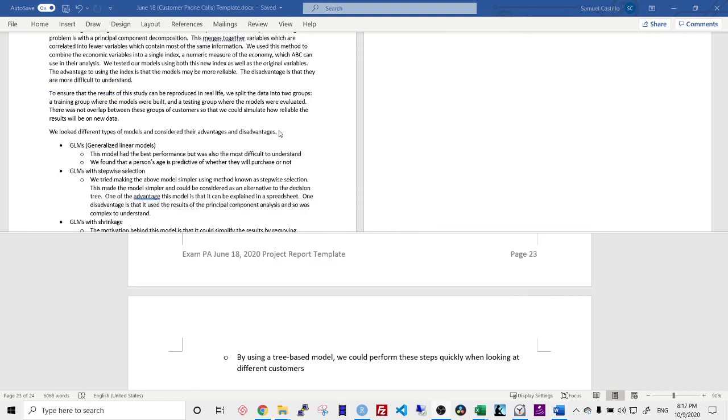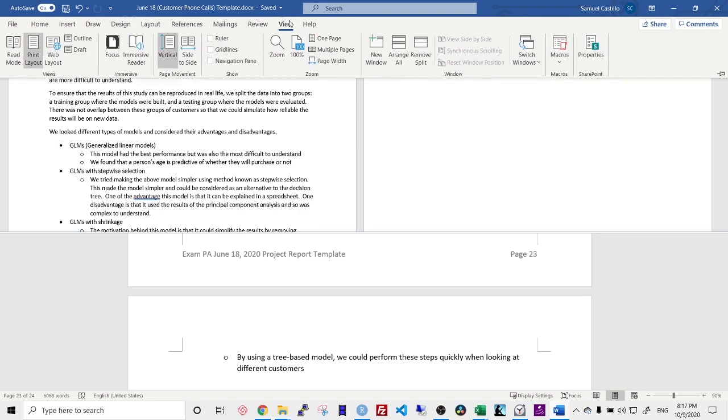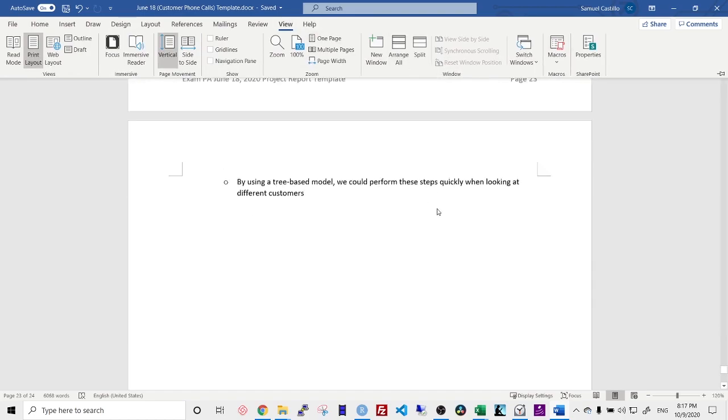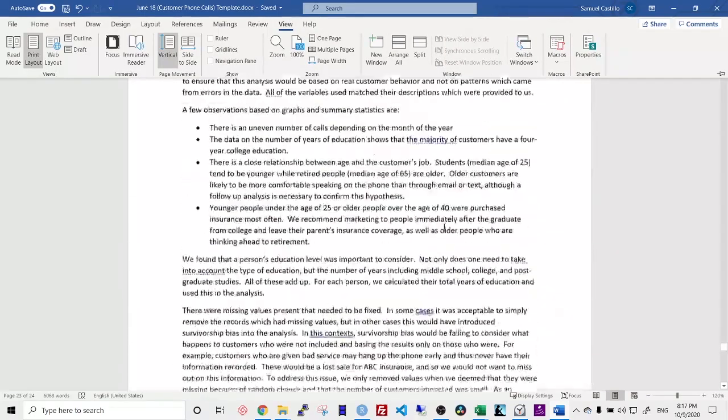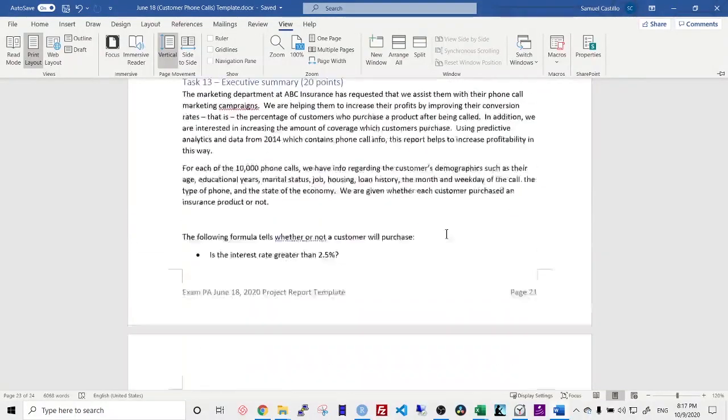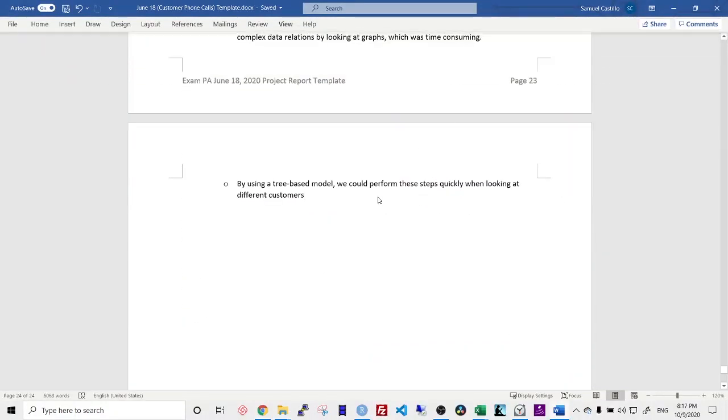At this point, I want to start wrapping up. So I'll get rid of this split and then think about writing a brief conclusion. So I'll say something like, in conclusion, this report shows that using predictive analytics, you can certainly guess whether a customer will purchase or not before making the phone call.